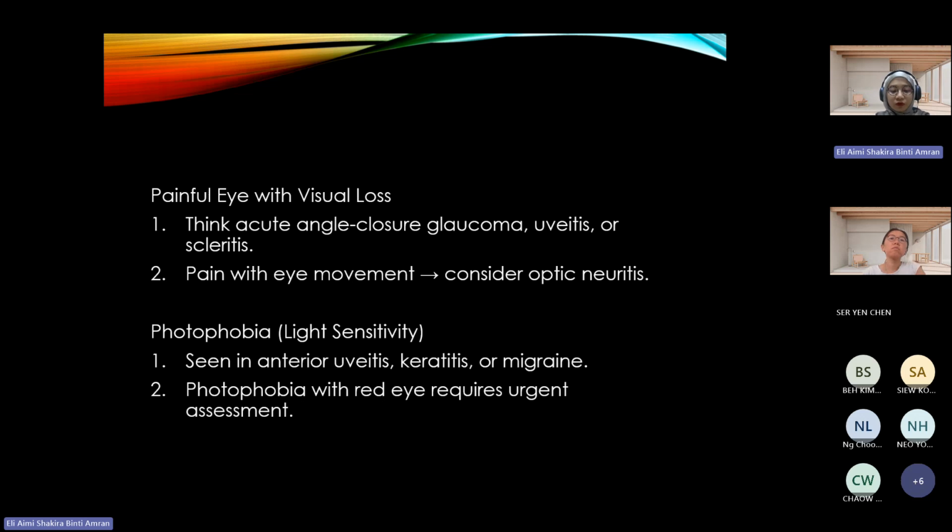Okay, secondly, photophobia with red eye. This is very dangerous. If a patient has photophobia with red eye, it requires urgent assessment, because we are afraid of inflammation.